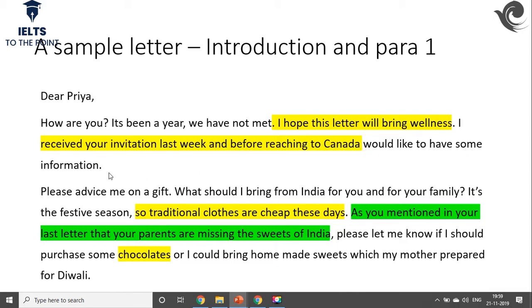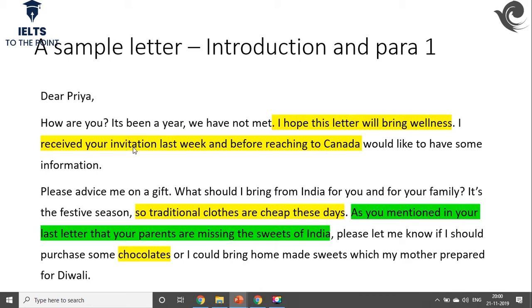I received your invitation last week and before reaching to Canada would like to have some information. I mean, before reaching to Canada, who is reaching Canada? There's no intention of this writer to reach Canada before this, and directly this person is saying before reaching Canada, would like to have some information.